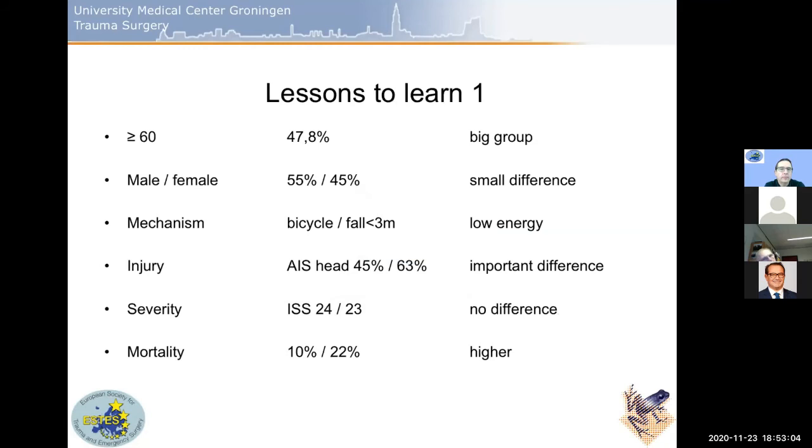So what are our first lessons to learn? I think patients with a polytrauma older than 60 years is a big group. There's a small difference between male and female in this group. The mechanism is low energy accidents, bicycle or fall from a low height. There is an important difference in the Abbreviated Injury Scale in the head injury, and in the severity in the ISS there is no difference, but the mortality is much higher.